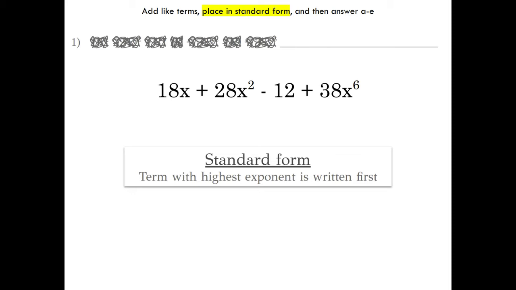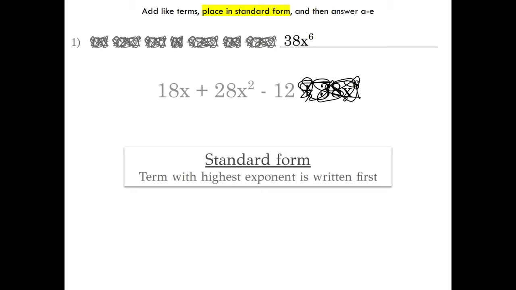So right now we have four terms. We have 18x, a positive 28x squared, a negative 12, and a positive 38x^6. So the term with the highest exponent is written first. You have the 18x, positive 28x squared, negative 12, and a positive 38x^6. So the one with the highest exponent is written first, and that is the 38x^6. You can cross that out.